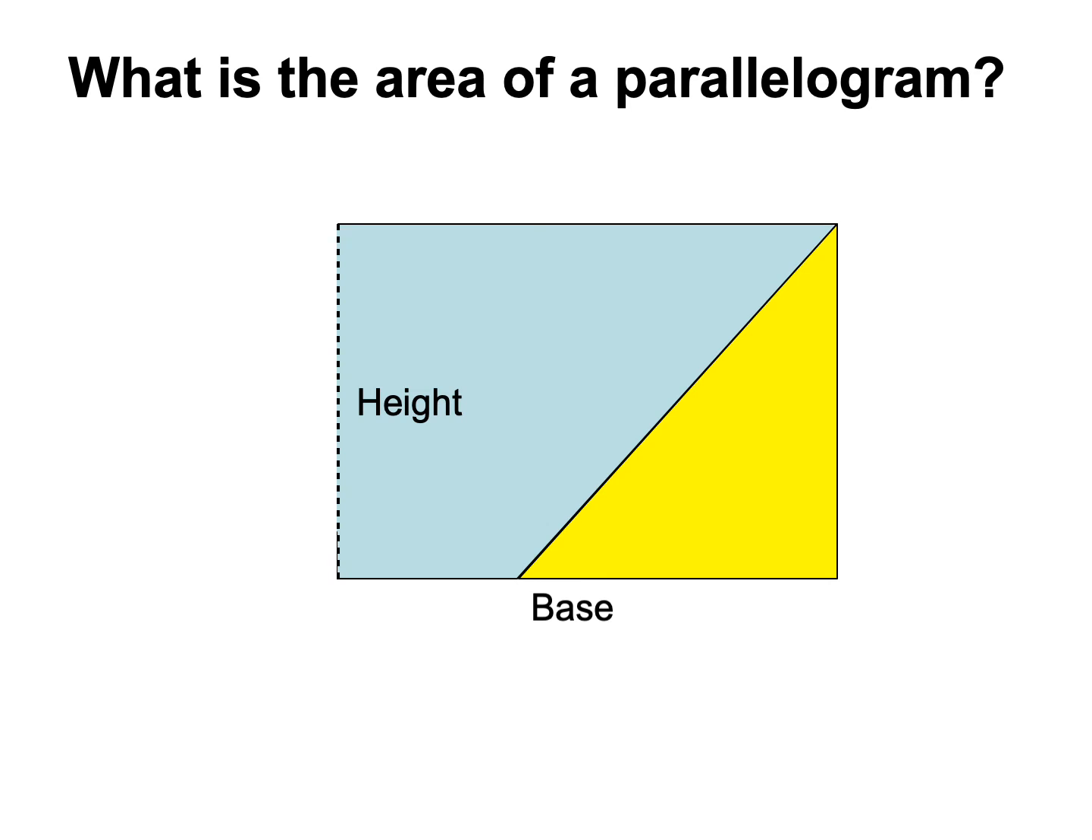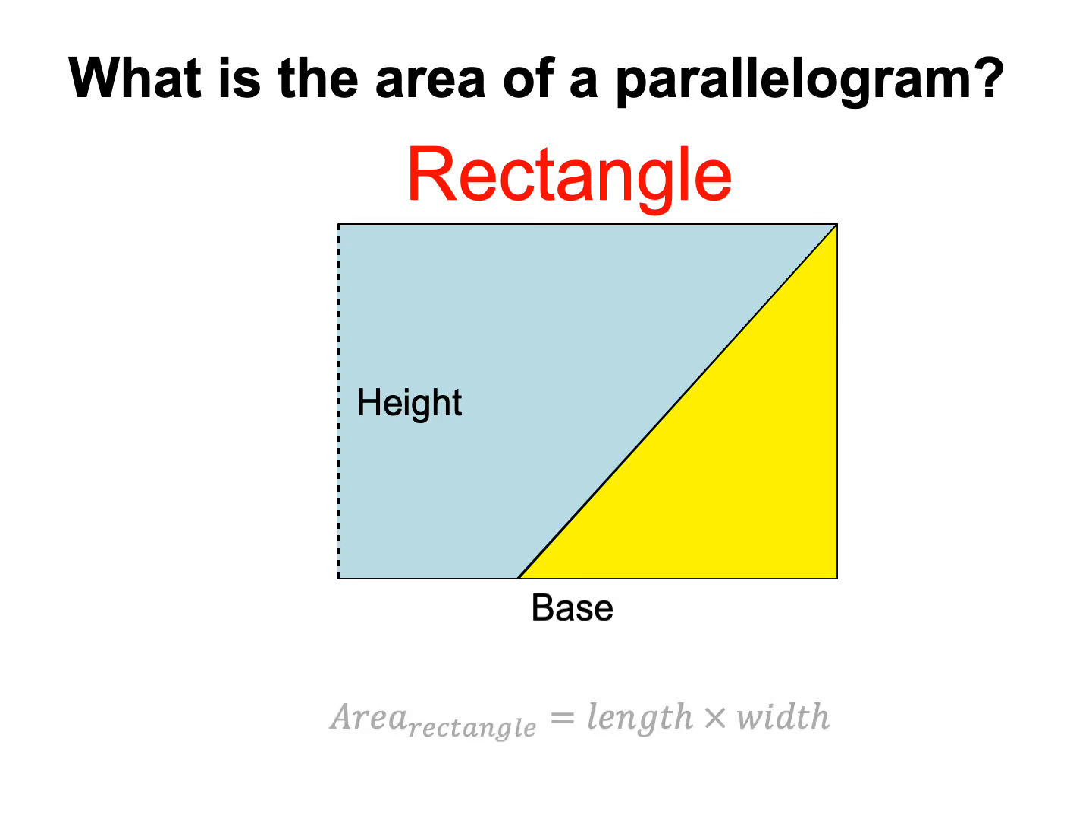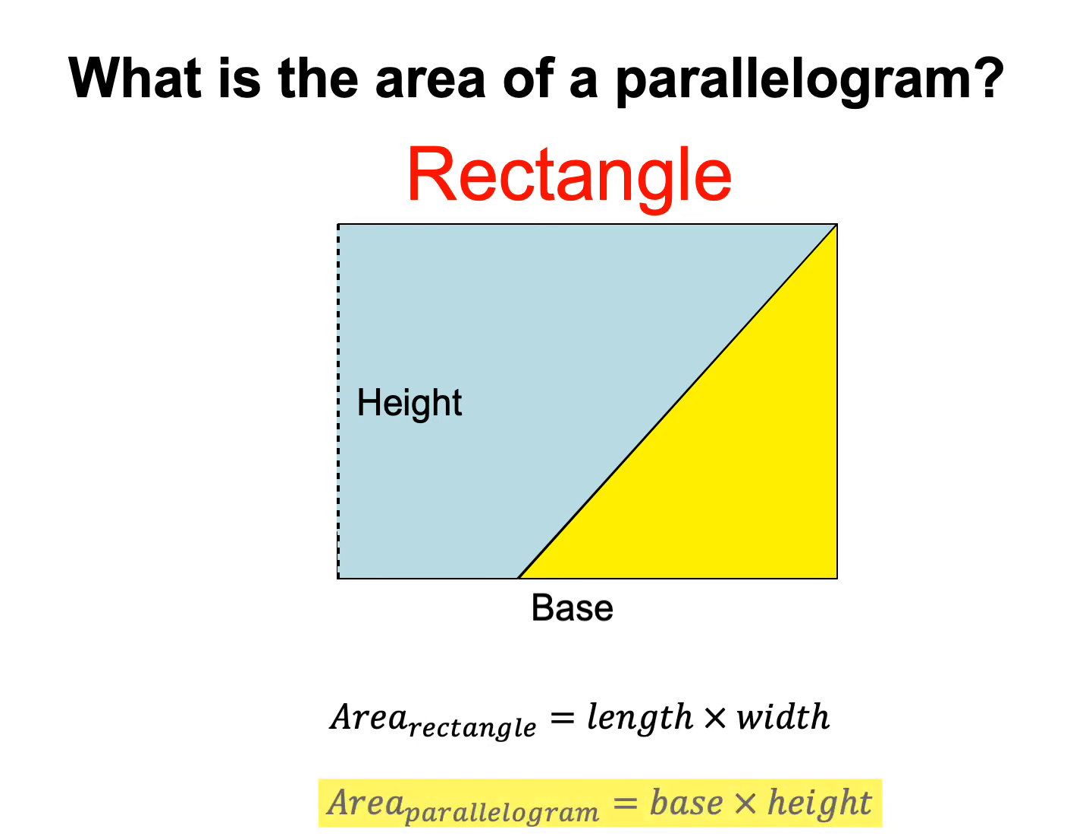In fact, what did I just make? Yeah, I made a rectangle. We know the formula for the area of a rectangle. It's length times width. Except the difference is in a parallelogram, the length is called the base, and the width is called the height. So it's base times height. That's the formula. So the area of a rectangle is length times width. The area of a parallelogram is base times height. But notice it's the same basic concept.